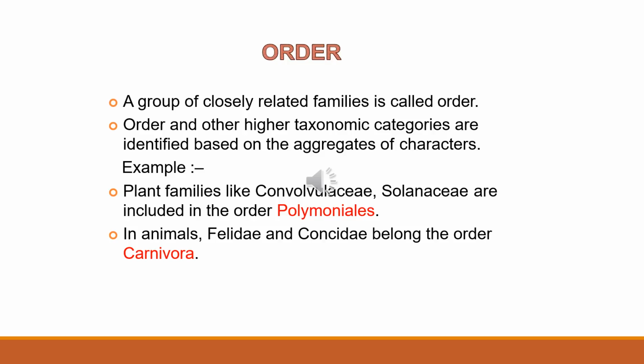They all are carnivores. Similarly, in plants, the order Polemoniales has 5 families, including Solanaceae, Convolvulaceae, Polemoniaceae, and Hydrophyllaceae, all of which have a regular corolla with stamens equal to the number of petals. In plants, the order ends in the suffix -ales.